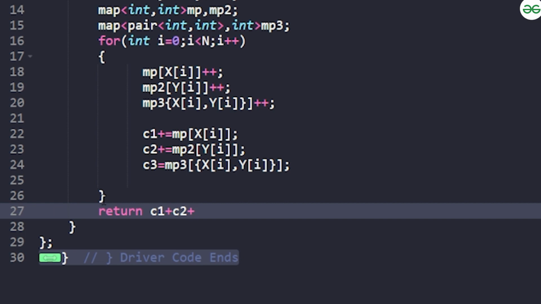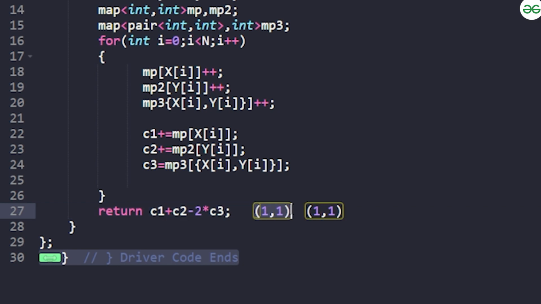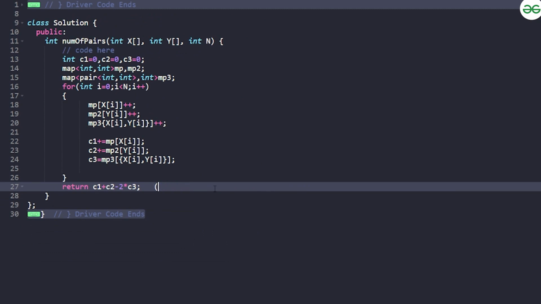So you will add both of them, and subtract twice the count of counter 3. That is nothing but the pairs that I am considering again and again. As I said, when the point is 1, 1 and 1, 1, in that case you will be counting it one time when the x-axis is same, and counting it one time when the y-axis is same, so you have counted it twice. But actually x and y both are same, so you should not count this kind of pair. So for that you will subtract 2 into counter 3, that is 2 into 1. So that's why the total count will become 0 in this kind of case. So that's what you will be doing.